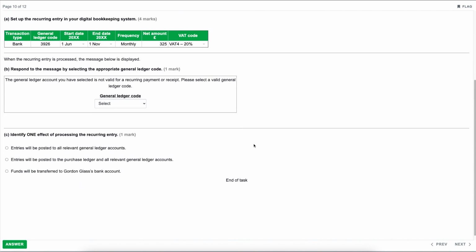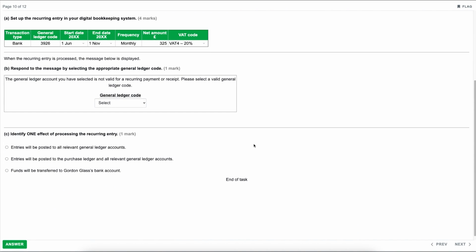So moving down to part B then, it states when the recurring entry is processed, the message below is displayed. Part B, respond to the message by selecting the appropriate general ledger code for 1 mark. The general ledger account you have selected is not valid for a recurring payment or receipt. Please select a valid general ledger code. So we've got a few options here. Let's have a look what we've got. So we've got bank, we've got payables, we've got rental income, and we've got rent paid.